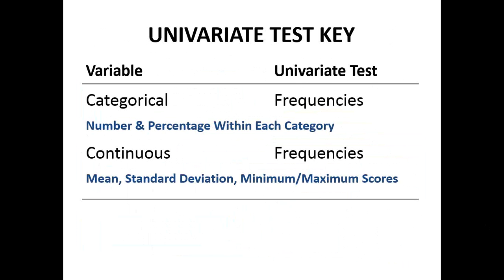However, when we run those frequencies, for the categorical variables, we're going to note the number and percentage of study participants within each category. For the continuous variables, we're going to note the mean, the standard deviation, and the highest and lowest scores, which we call the minimum maximum scores for each continuous variable.